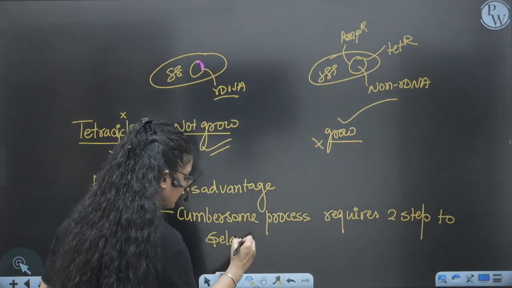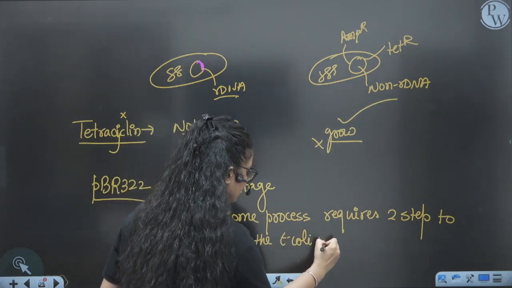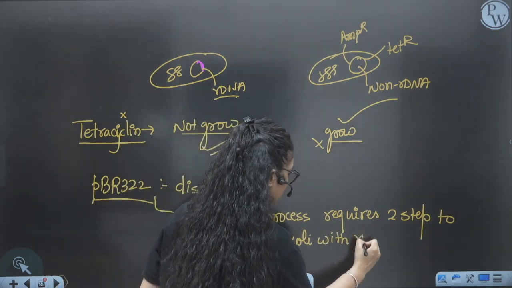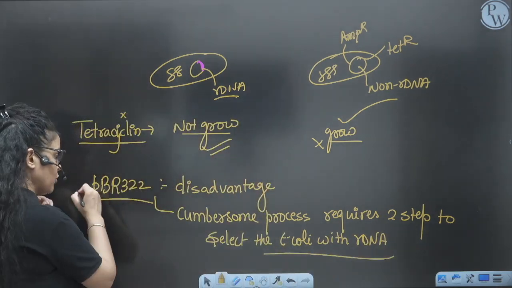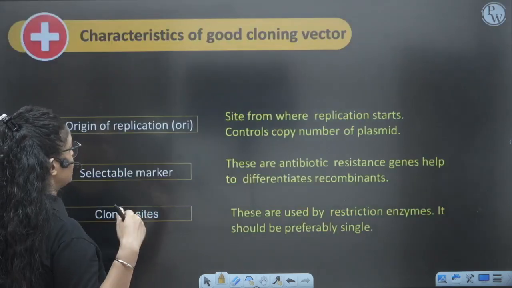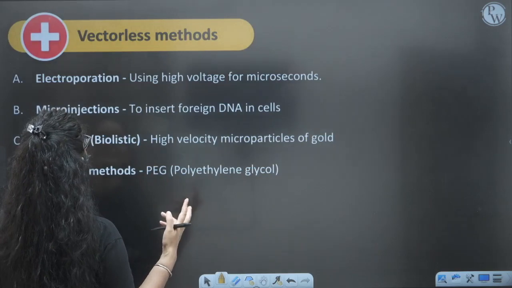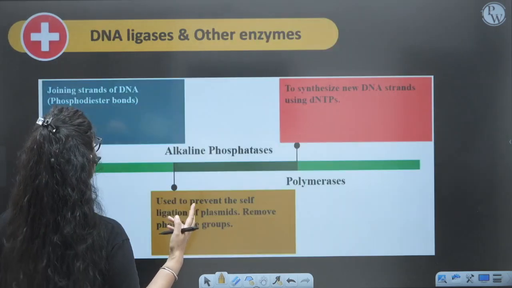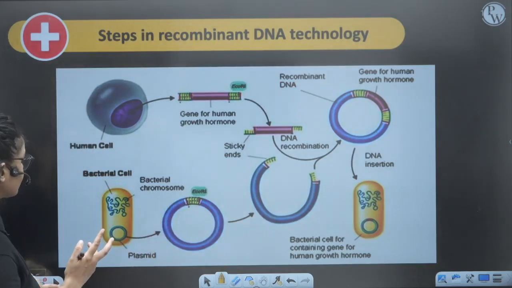To select the E. coli or host with recombinant DNA, right? So we actually require this, and this is also a very, very hectic process. So we generally don't use the pBR322 plasmid. The drawback of this is actually overcome by the next plasmid, that is pUC17 and 18.